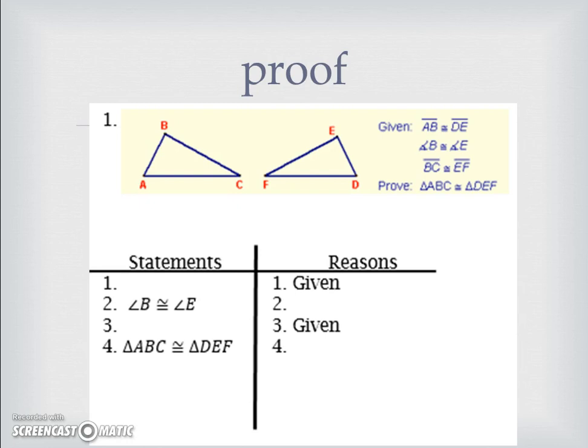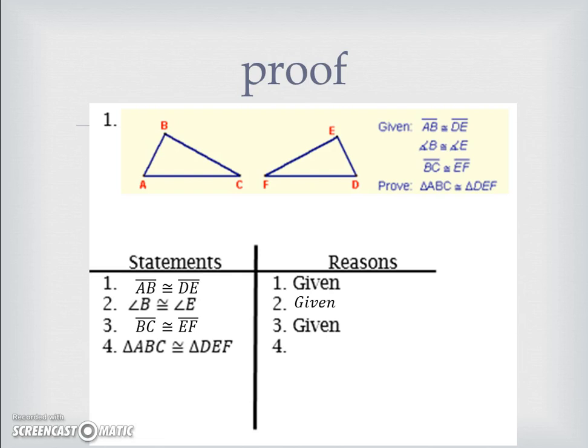All right, just to get you started on proofs, you always start with what is given. So AB is congruent to DE. The second one, angle B is congruent to angle E, is just given. And our final given is BC is congruent to EF. This is one of those easier questions where most of it's given. Now we just have to figure out why the triangles are congruent.